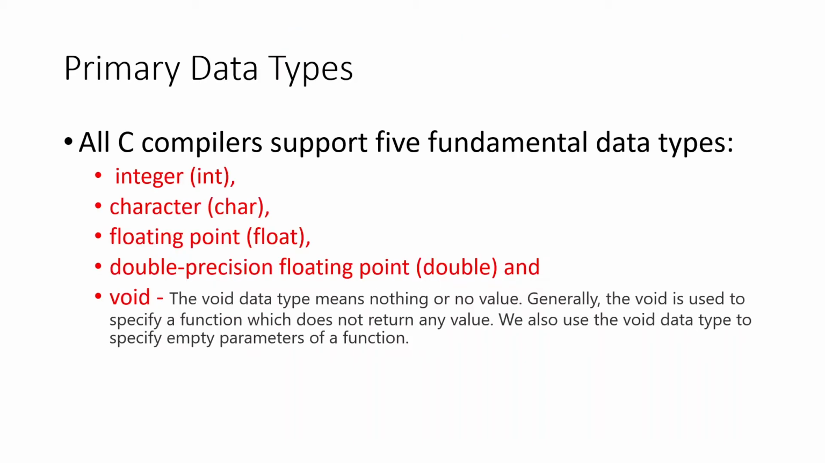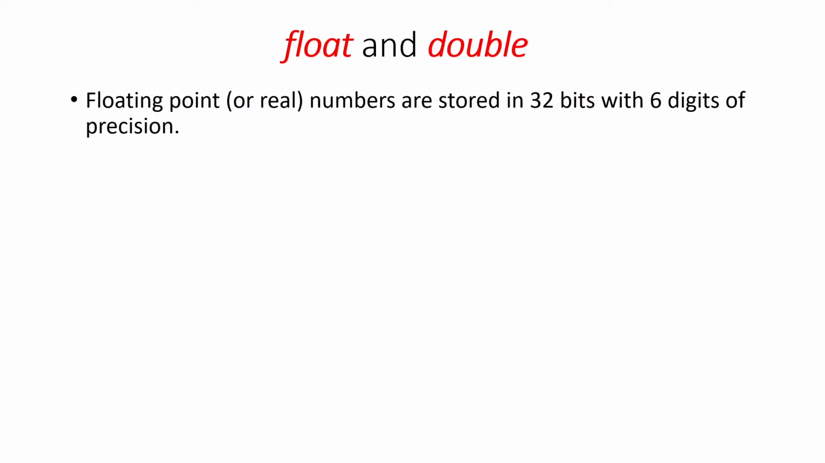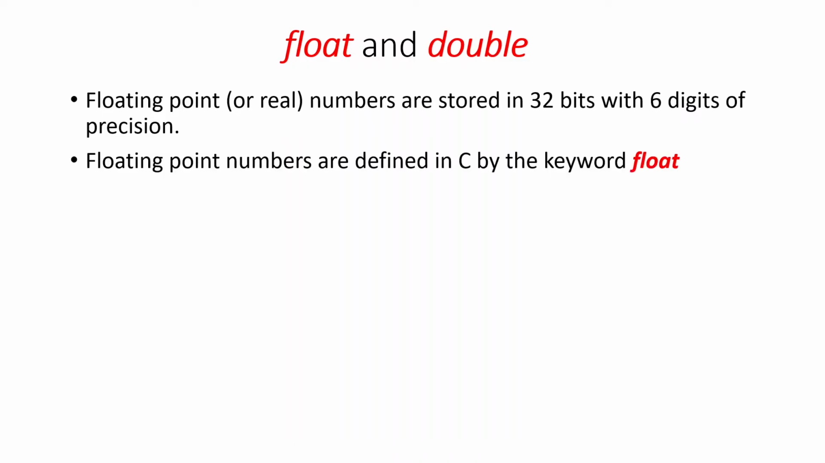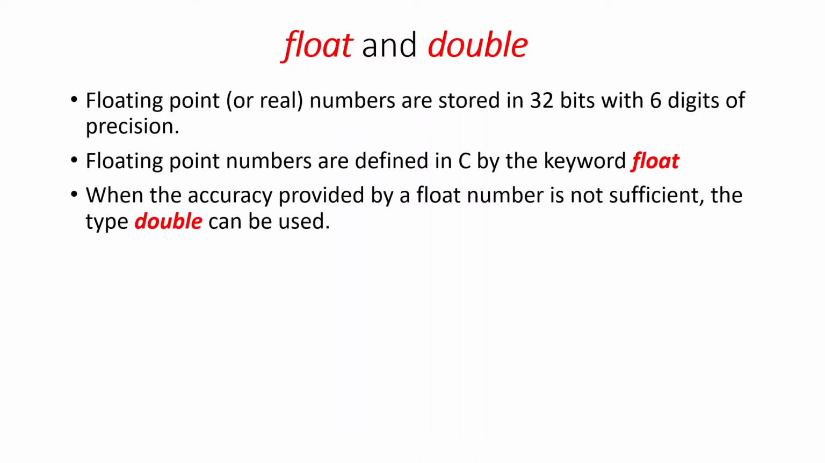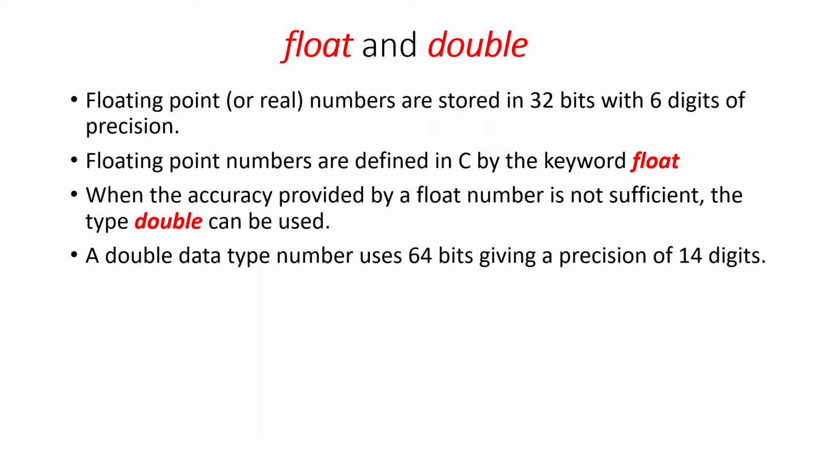Now, integer, character, and float are already covered. So the first thing we need to study is the difference between float and double. Floating point is stored in 32 bits with 6 digits of precision. Six digits means float normally saves 6 digits after the decimal point, and the keyword is float. But when we need much more accuracy, or 6 digits after the decimal point is not sufficient in some cases, in that case, to increase the accuracy, we can go for double. A double uses 64 bits with a precision of 14 digits.